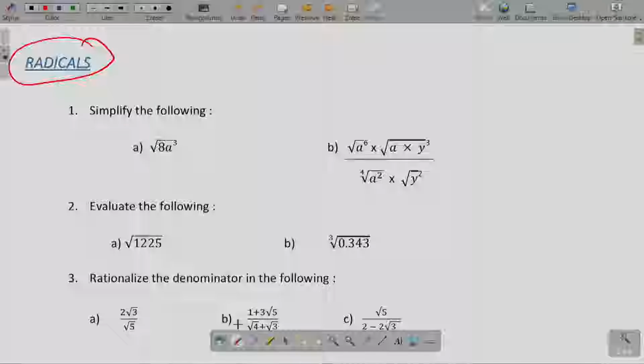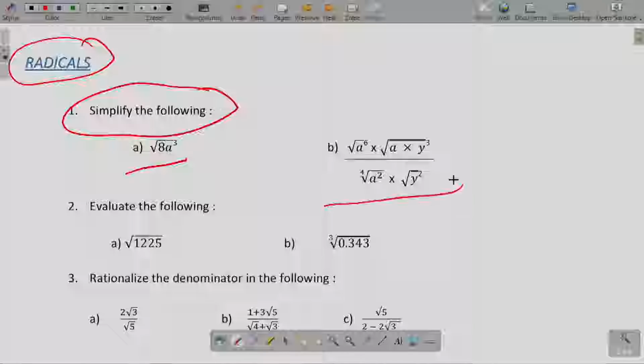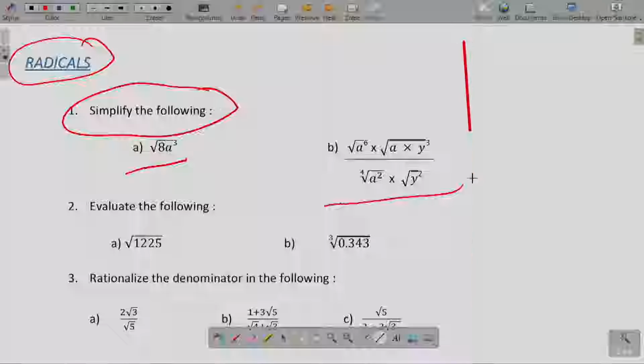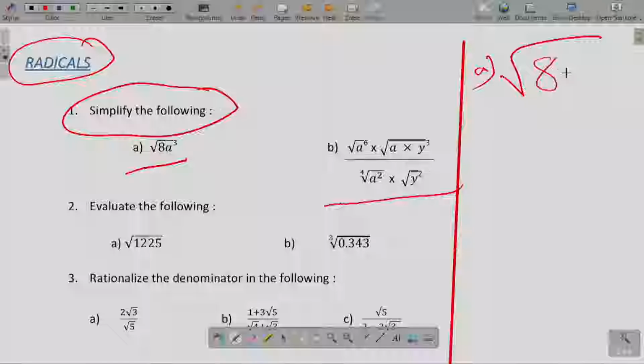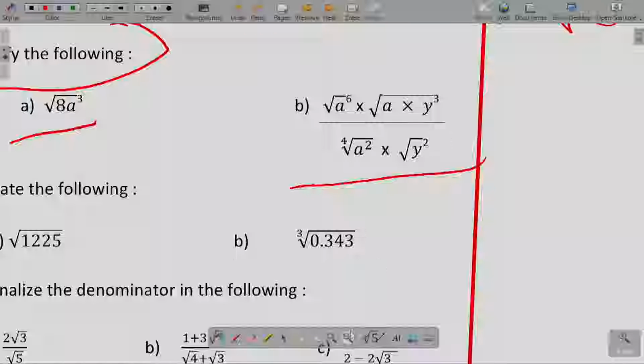The first question says simplify the following. We have this term and this term to simplify. So let's start with the first one. We have the square root of 8a cubic. We have to simplify.